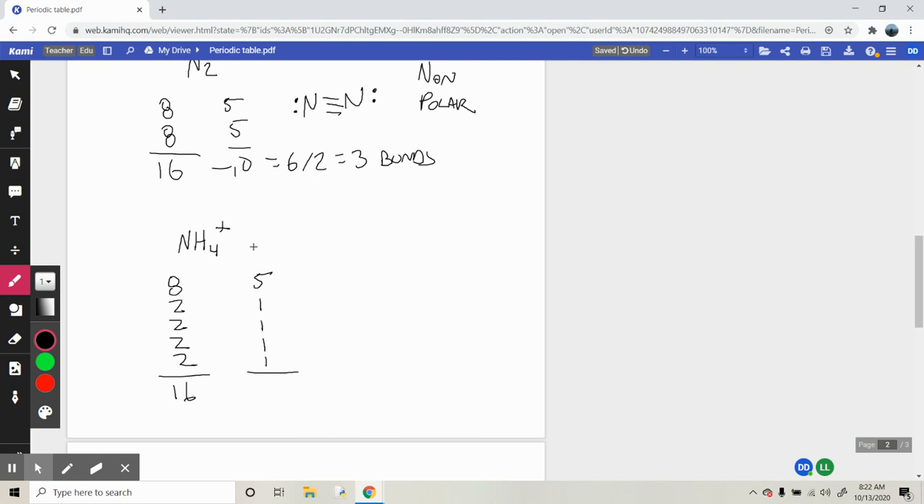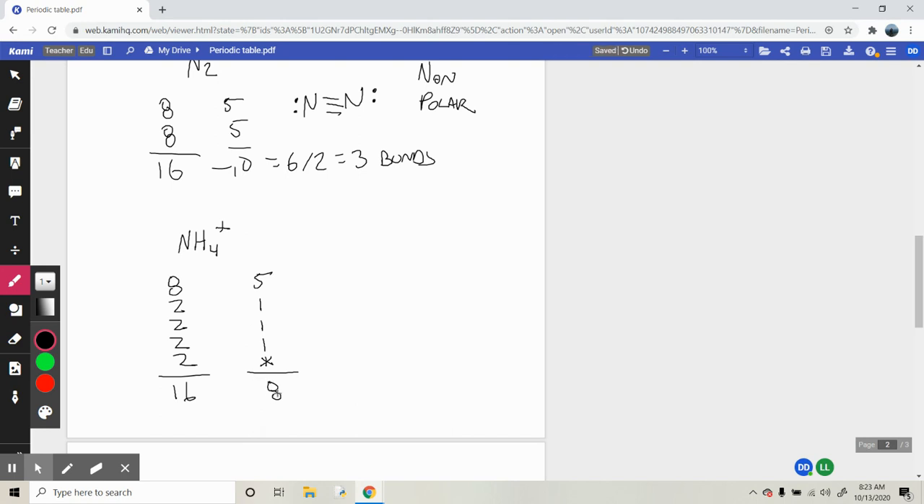But wait, remember, if you see a plus sign, you get rid of a valence electron. Okay? If it was a minus sign, you would add a valence electron. So say we had CN minus, we would add a valence electron, and we'll do that one next. But since it's positive, we subtract a valence electron, so we only have 8. So we'll have 8 once again.